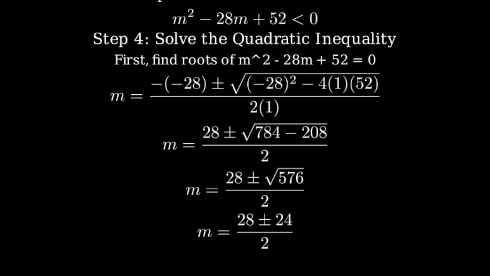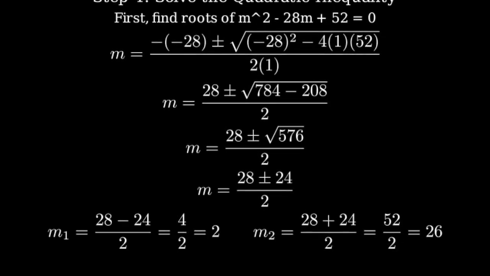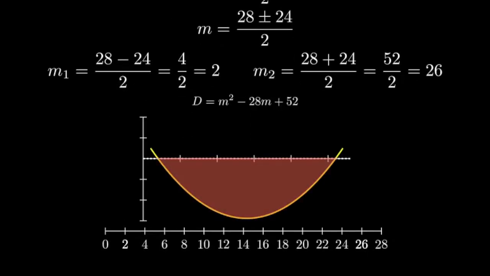This simplifies to 28 plus or minus the square root of 576, divided by 2. The square root of 576 is 24. So m equals 28 plus or minus 24, divided by 2. The two roots are m1 equals 28 minus 24 divided by 2, which is 4 divided by 2 equals 2, and m2 equals 28 plus 24 divided by 2, which is 52 divided by 2 equals 26. We have the roots m equals 2 and m equals 26.